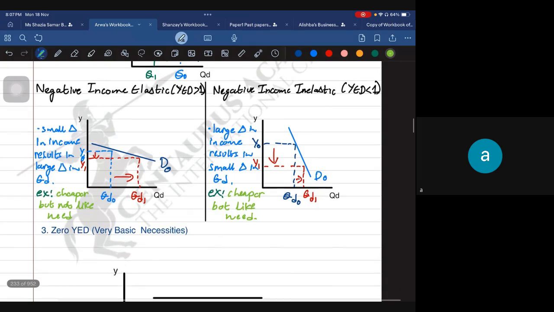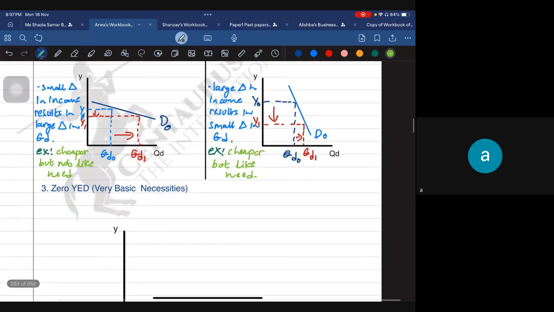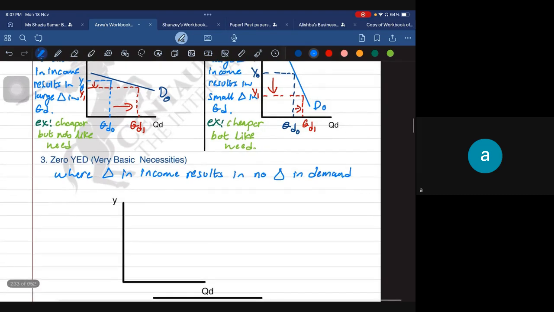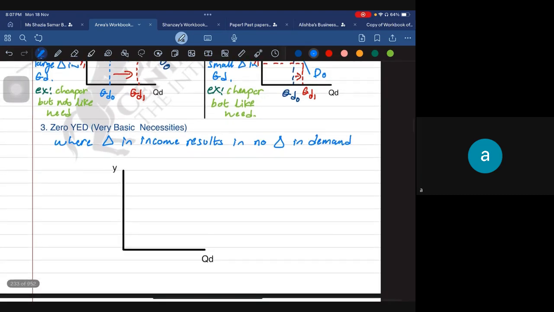So this could be the example, and the examples that you have put here are perfectly fine. The chicken example, and even the slippers, so more of the need sort of things. So zero YED, very basic necessities, where a change in income results in no change in quantity demanded. So it's basically perfectly inelastic. The example that I gave for the salt can also be used here as well.